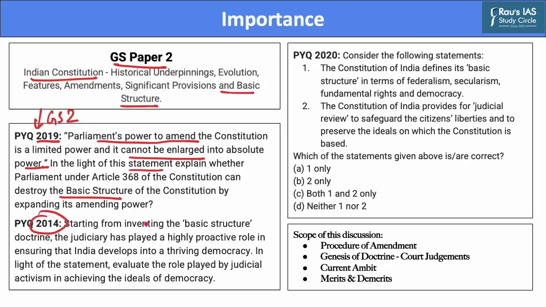In the year 2014 as well, a question appeared on the basic structure, while in the prelims paper, a question appeared in the year 2020 where a candidate was expected to know about the basic structure as well as the scope of judicial review around it. Now, in order to understand the concept of basic structure, we will have to move sequentially. This will include, first, understanding the procedure of amendment of the Constitution. Then, we'll move forward to understand the genesis of the doctrine of basic structure with the help of Supreme Court judgments. Further, we will discuss the current ambit of the term along with its merits and demerits before concluding.